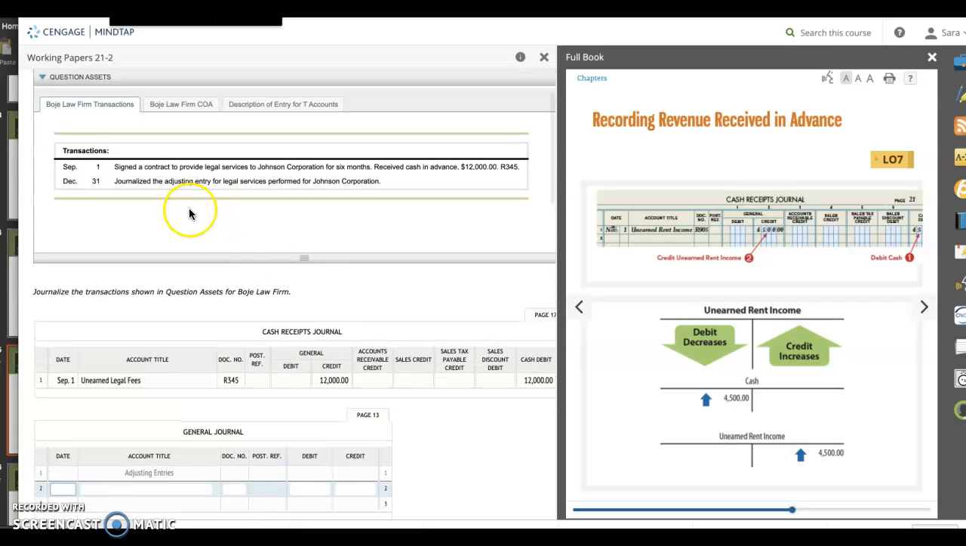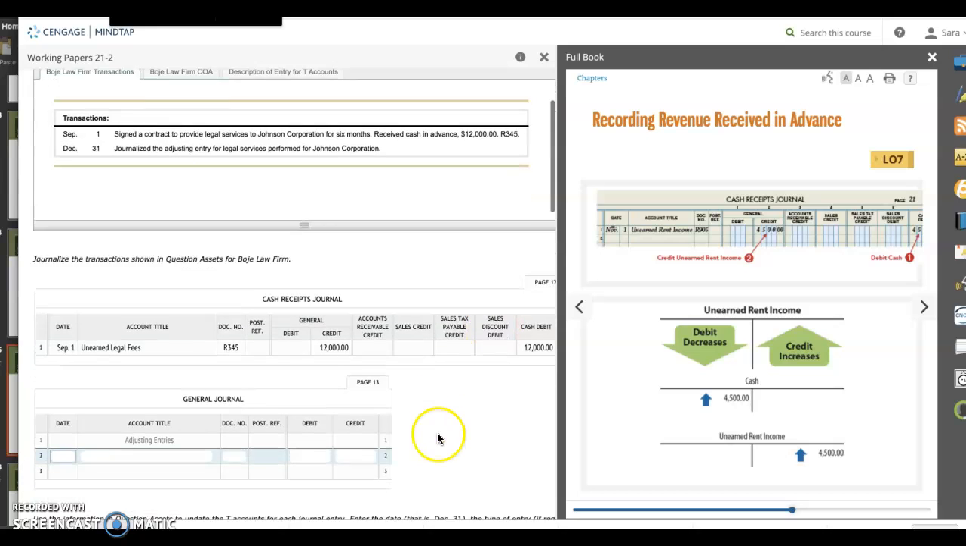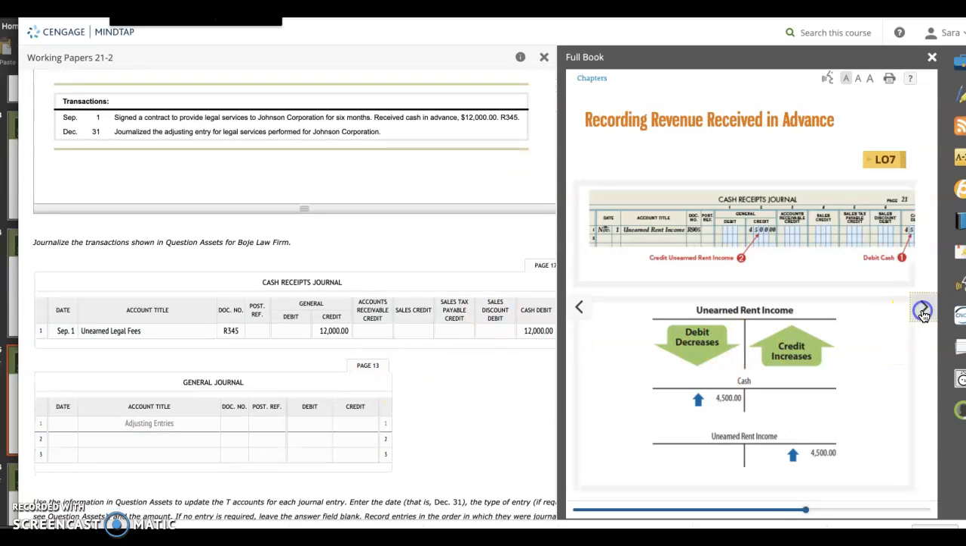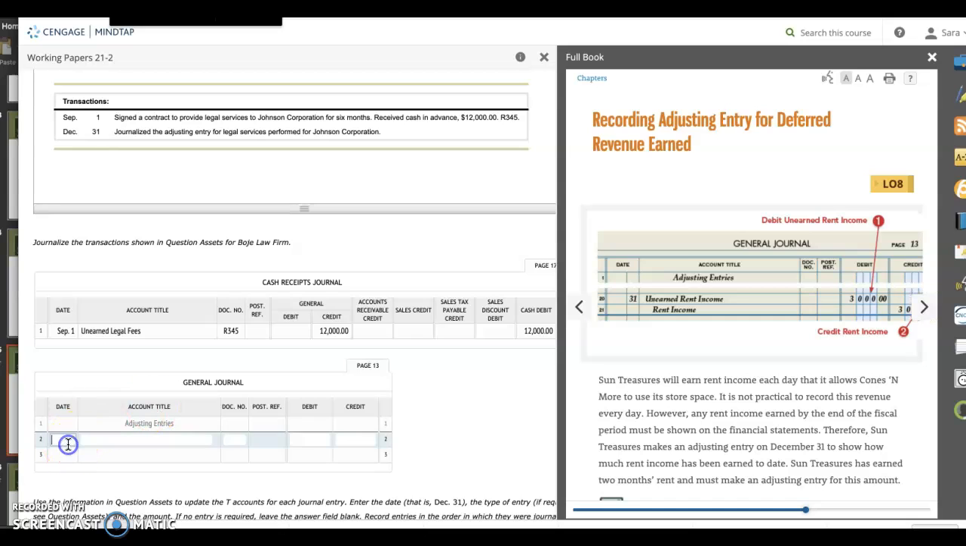Okay, and then our next transaction is to journalize the adjusting entry for our legal services performed for Johnson Corporation. And note that they paid us for 6 months, so from September to December, so we will have to do a little bit of calculations there. But our date will be December 31st, and unearned legal fees, nothing in the document number.